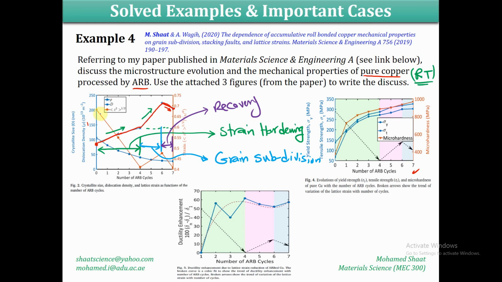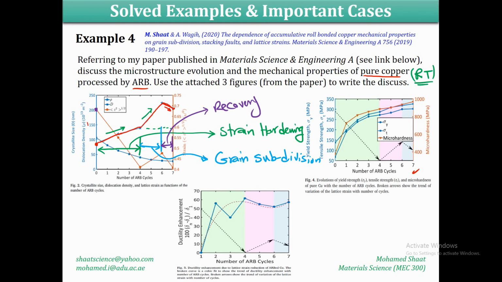Or let us just explain this brown curve. This brown curve is the lattice strain. As you can see, the lattice strain was high before processing. After we process, the lattice strain keeps on decreasing, which could seem strange, because as we form more dislocations, we expect some more lattice strain to be generated.